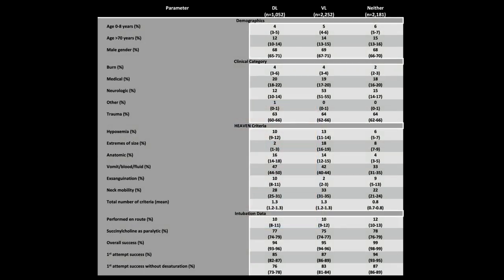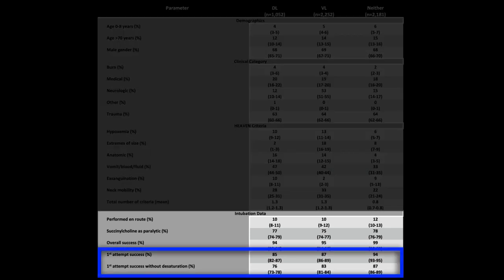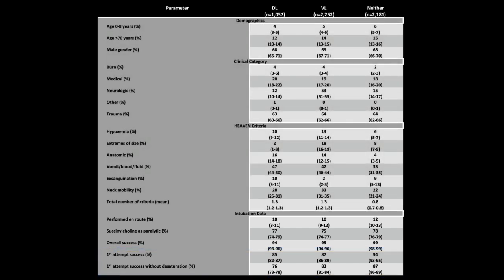So when we look at the data table here, some things to really point out is when you go all the way down to the innovation data, look at first pass success. I've got that highlighted right here. DL was 85%. VL was 87%. When we look at first pass success without desaturation, which really is the gold standard, 76% with our DL, but 83% with our VL. Ultimately, the overall success was 94 with DL and 95 with VL. So very small difference there, but that is what we really want.